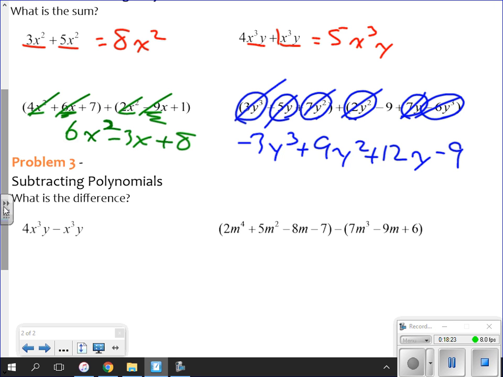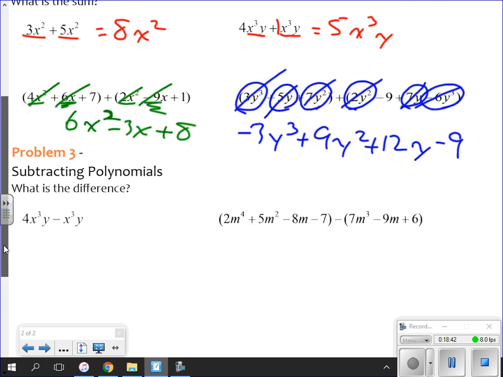Combining up like terms. I have negative 3 bananas. I have 9 apples. I have 12 kumquats. And then negative 9 kiwi. I don't put them all in the same bowl. I don't want mixed salad. I want them all separated. Okay.